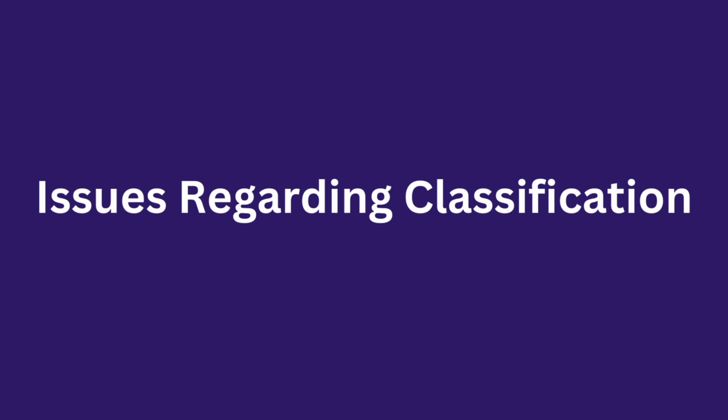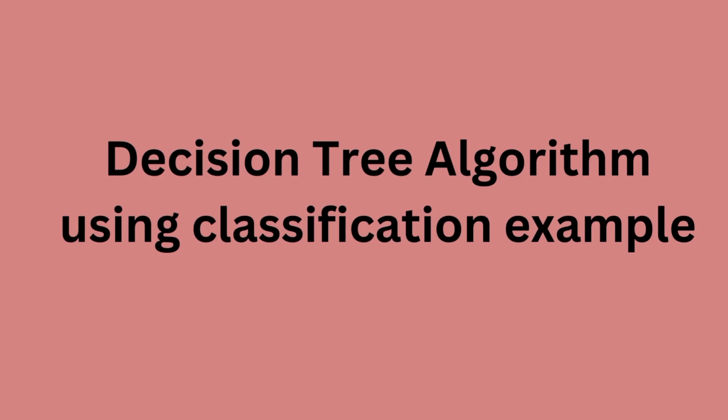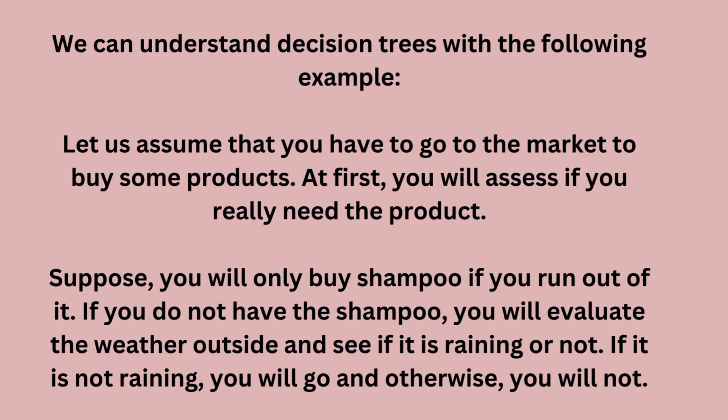Issues regarding classification. We will discuss the decision tree algorithm using a classification example, and go through each of the algorithm's classification properties and how they work. Decision tree algorithms are used for both prediction as well as classification in machine learning. Using a decision tree with a given set of inputs, one can map the various outcomes that are a result of the consequences of a decision.